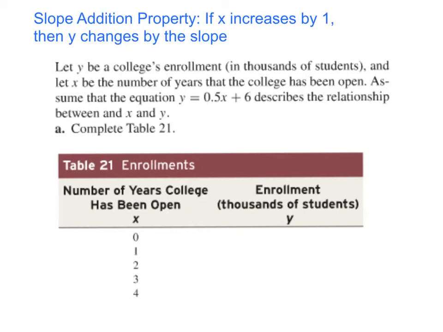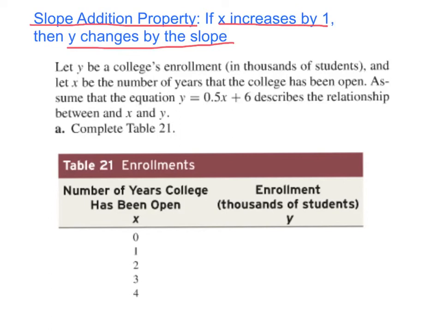The last thing I'd like to go over today is something called the slope addition property. What this property says is that if x increases by 1, then y changes by whatever the slope is. This assumes you have a linear relationship, that every time x goes up by 1, y is going to change by some consistent amount, as we talked about before. And that consistent amount equals the slope. So every time x goes up by 1, y changes by the slope.